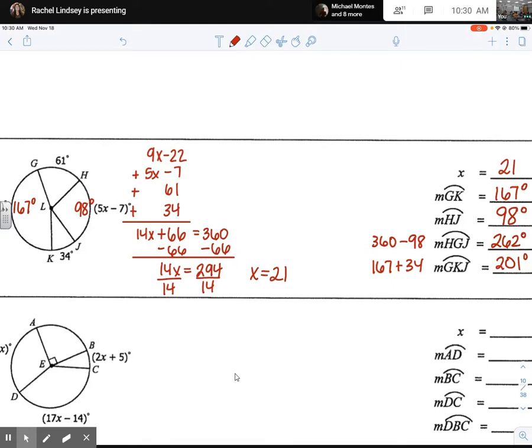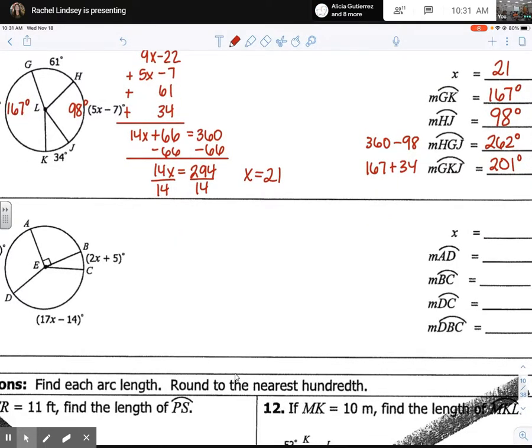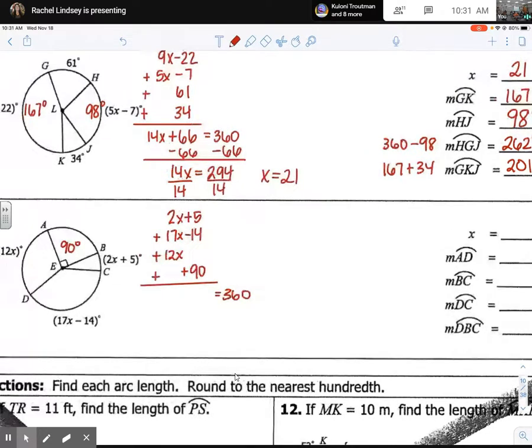Okay. So on the next one, again, there's not a diameter, so you have to add all of them up and set them equal to 360. So set that up, we have 2x plus 5 plus 17x minus 14 plus 12x plus 90. And those all add to equal 360.